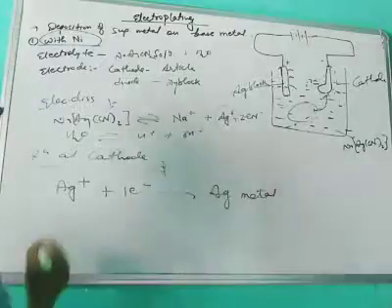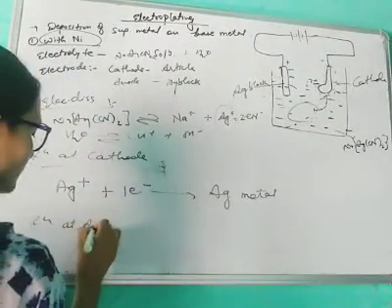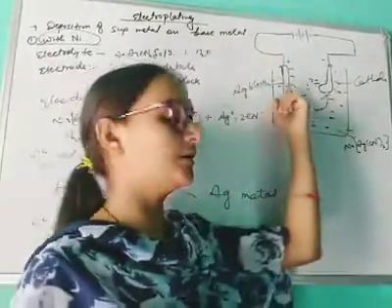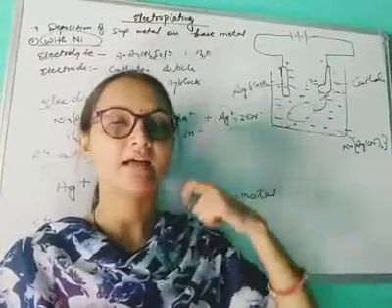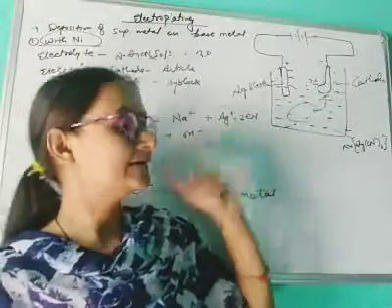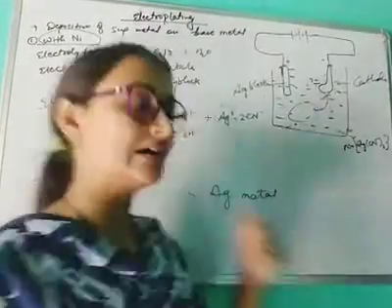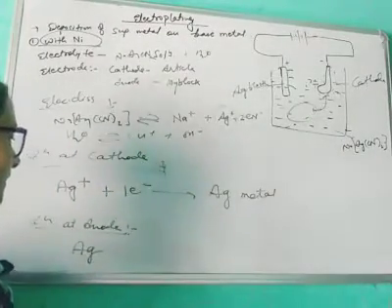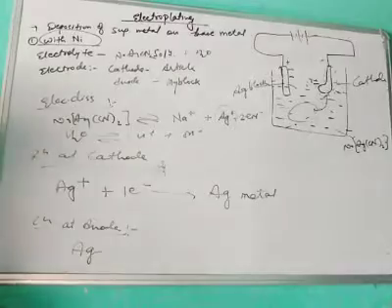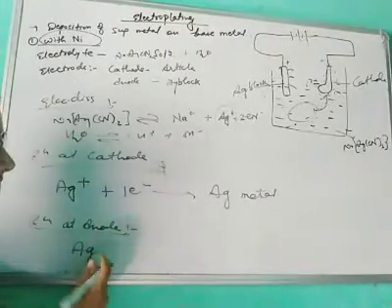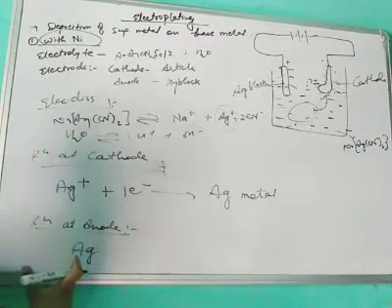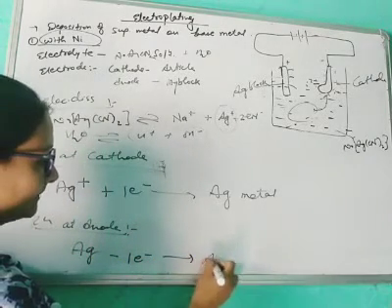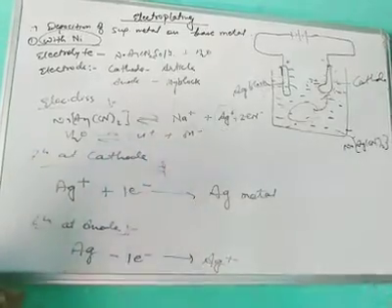And reaction at anode, what will happen at the anode? From the Ag block, the Ag positive cation will start to be removed. So here we have the Ag block, and then what will it do? The oxidation will occur at this place. It will release 1 electron and become Ag positive.